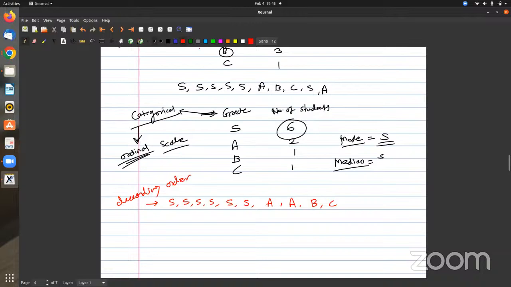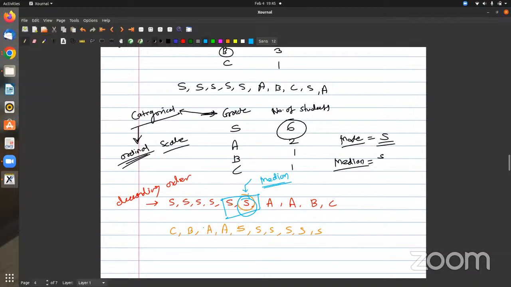If I want to arrange in ascending order, it should look like this: C, B, A, A, S, S, S, S, S, S. And what will be my median? This value is my median, right? The 5th and 6th observation. Now in this case, we'll have this median.